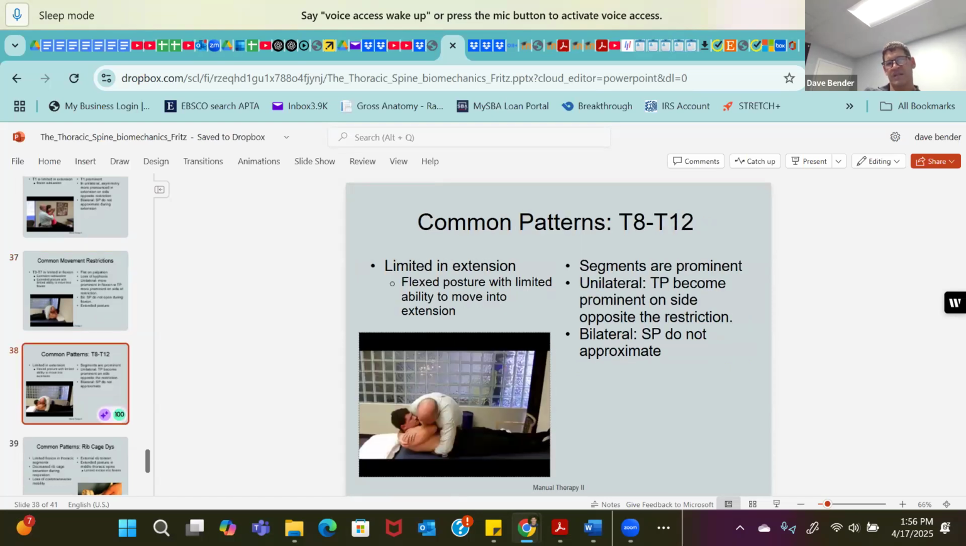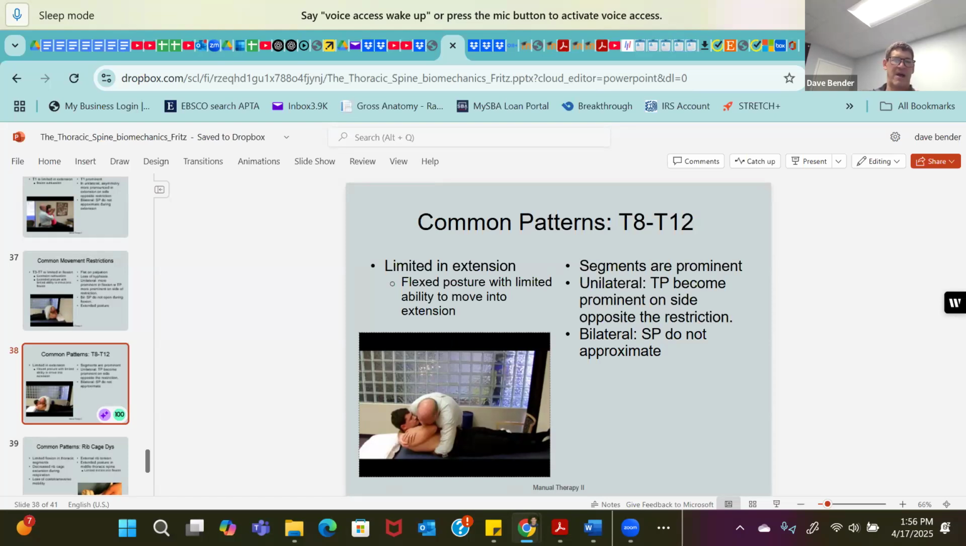Often we define that with T8 to T12, you're going to see more limitations in extension. The flexed posture, limited ability to move into extension. And you'll see these alternating patterns of flexion and extension. Again, these are common patterns that you will bump into. These are not hard and fast concepts. It's just nice sometimes to go in knowing you're going to see these things, and these trends seem to show up.